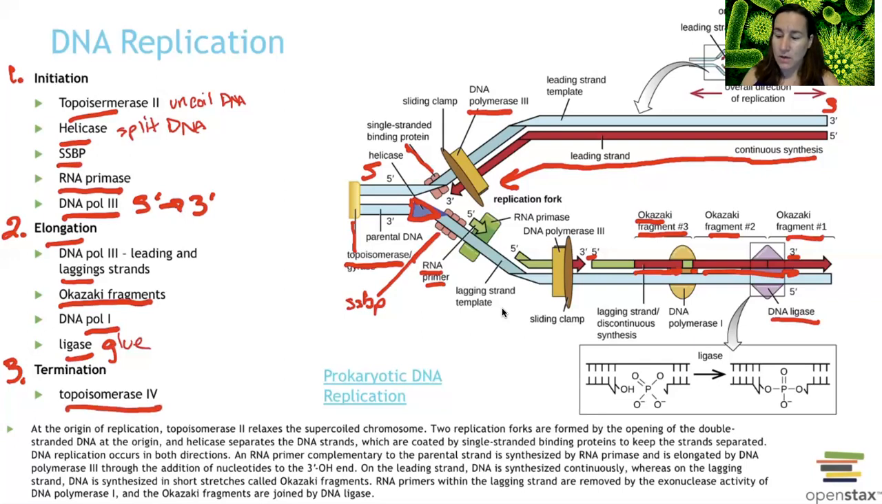So again, know our 3 steps. Initiation is number 1. It's going to start at the origin. We're going to go through all of these enzymes. So topoisomerase unwinds it. Helicase wedges in there and splits the DNA. Single strand binding protein comes along and keeps the split open, that replication bubble open. RNA primase lays down the primers for DNA pol 3 to attach onto. DNA pol 3 will crank out brand new DNA. It cranks it out 5' to 3' every time. That's the only way it lays it down.